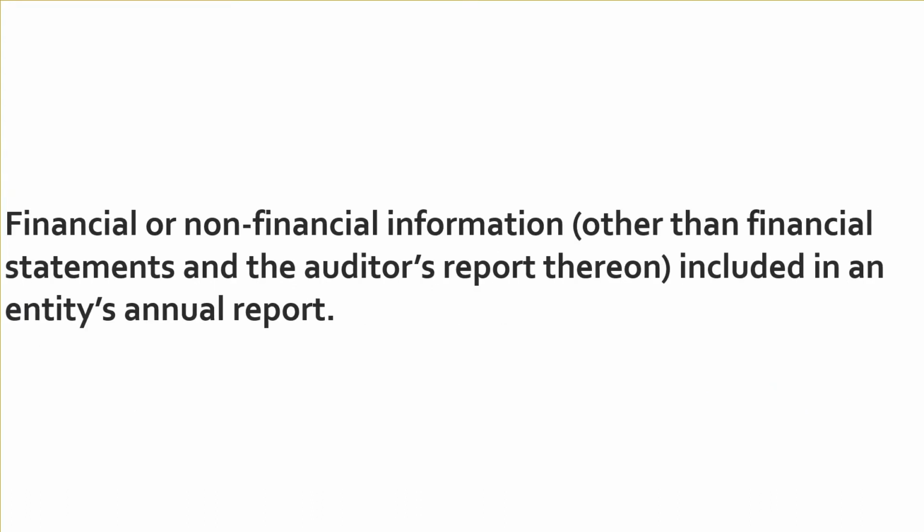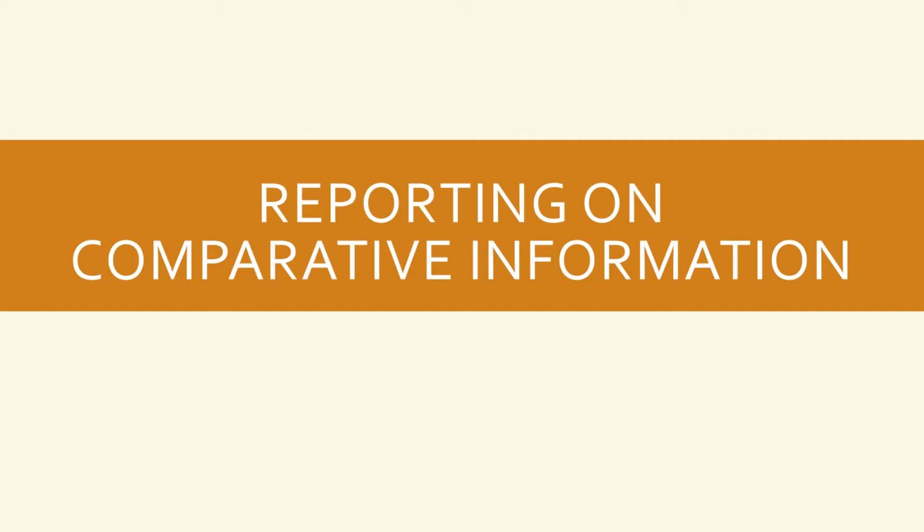How about this one? What do we call financial or non-financial information other than the FS and the auditor's report thereon included in an entity's annual report? That is our other information. So just remember, if it's other information, determine if there are material inconsistencies or material misstatements of fact, and then decide moving forward what to do with it based on our discussion. All right, so we're done with other information.